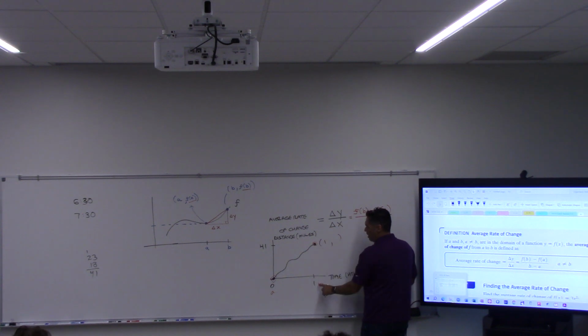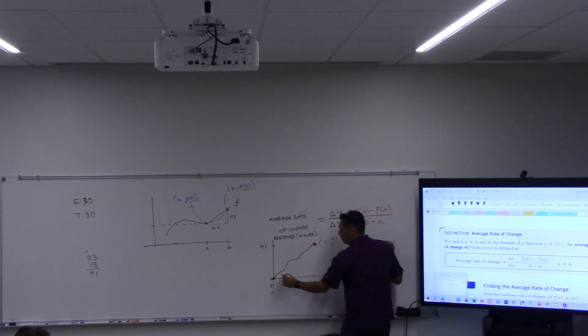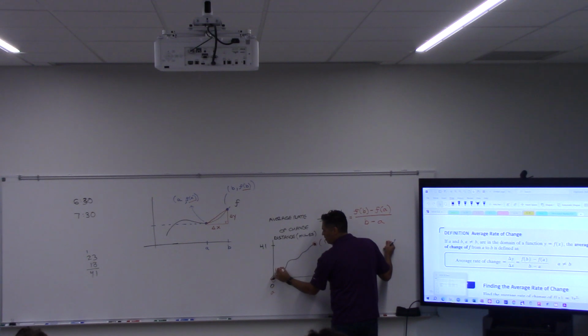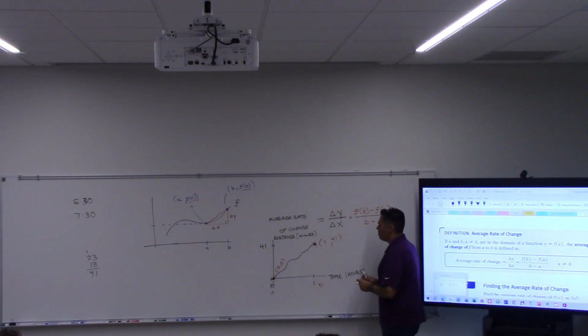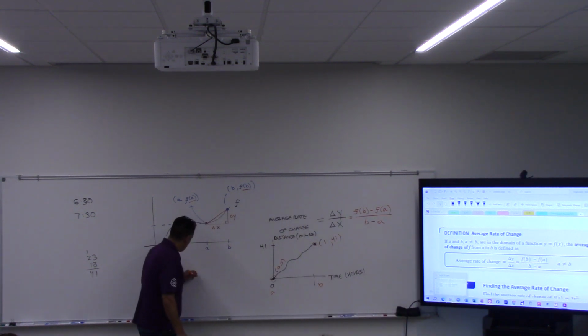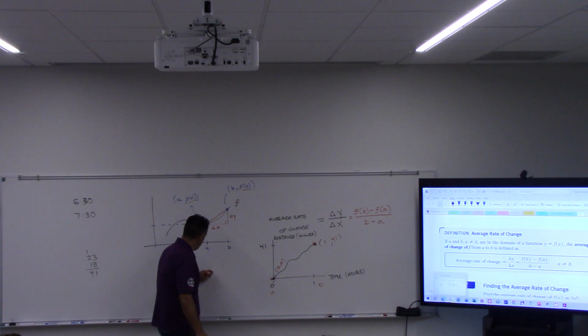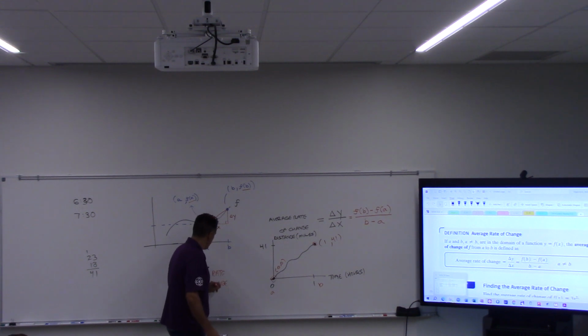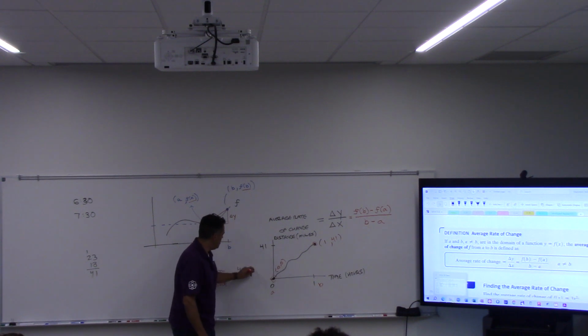1 hour, how far did I go? 41. And then here, this is the point, this is an easy point, right? This is 0, 0. And so to find my average rate of change, which is my average speed, it'll be equal to what? Follow the formula. 41 minus what? Minus this, right? 0 over 1 minus 0.